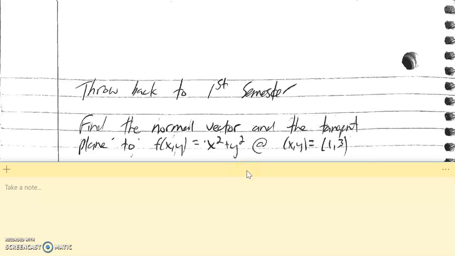All right, your anti-set today is a little bit of a throwback to first semester. I want you to find the normal vector and the tangent plane to this paraboloid right here, z equals x squared plus y squared, at x comma y equals 1 comma 3. You should try it, your intuition.